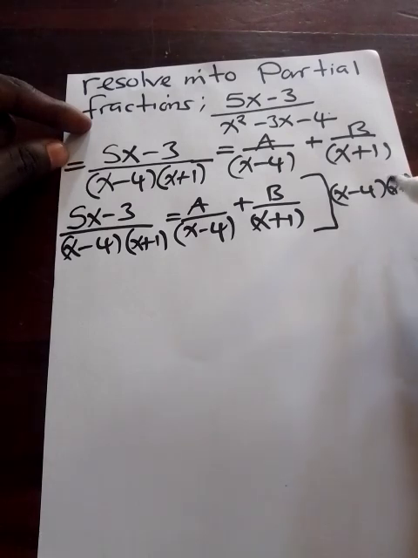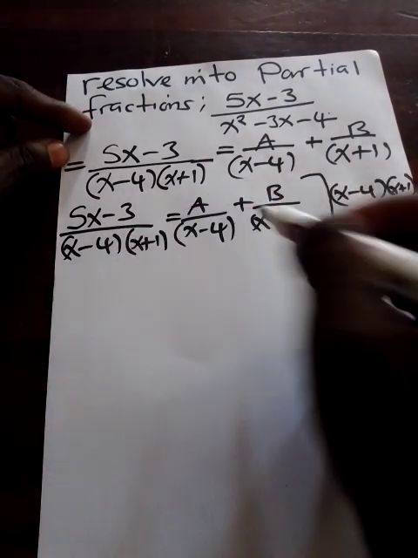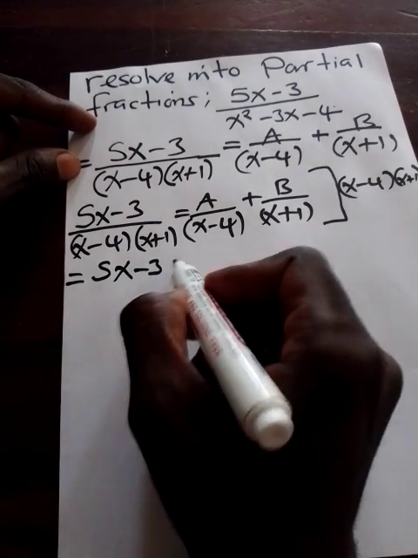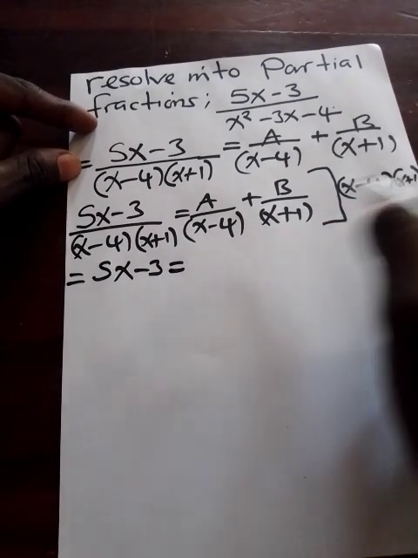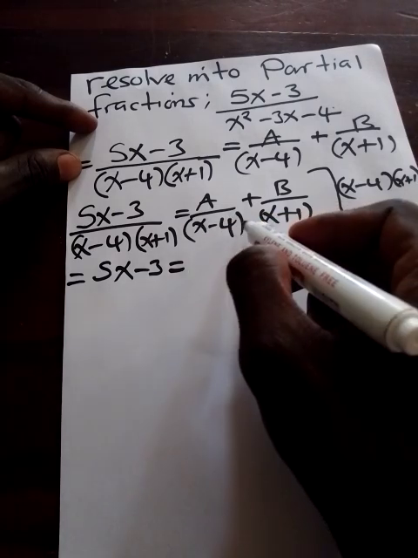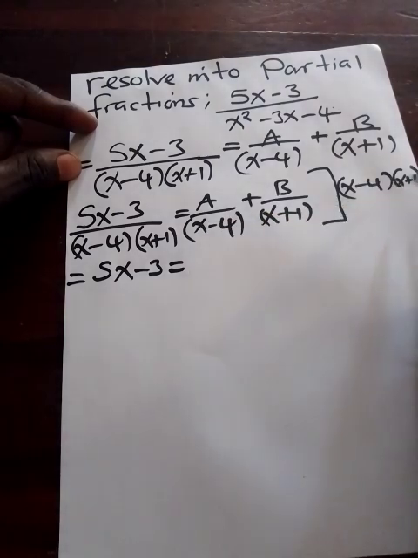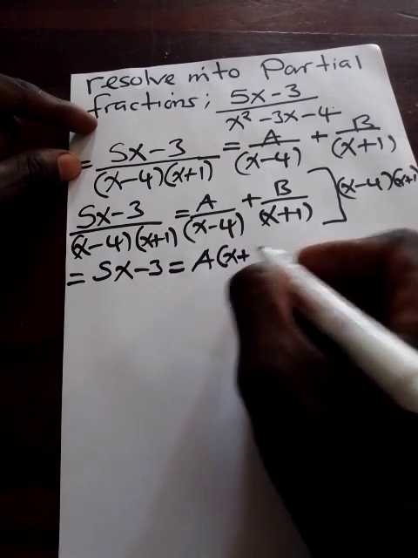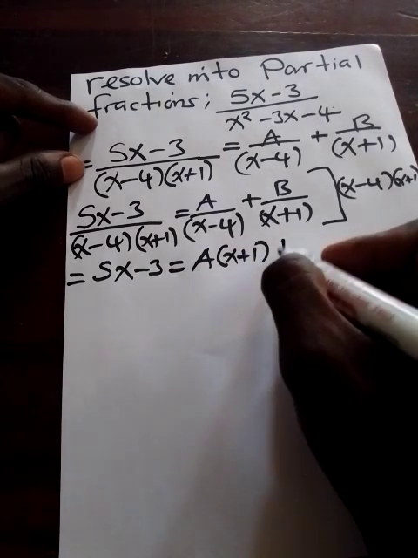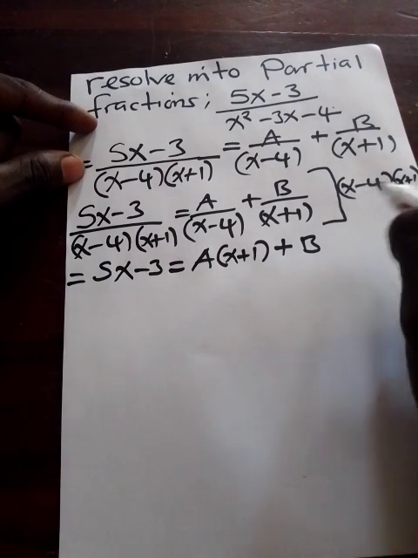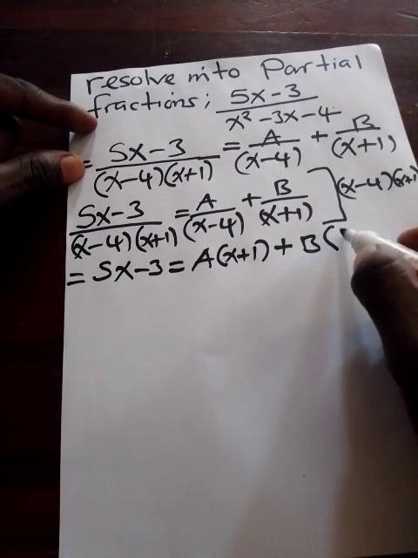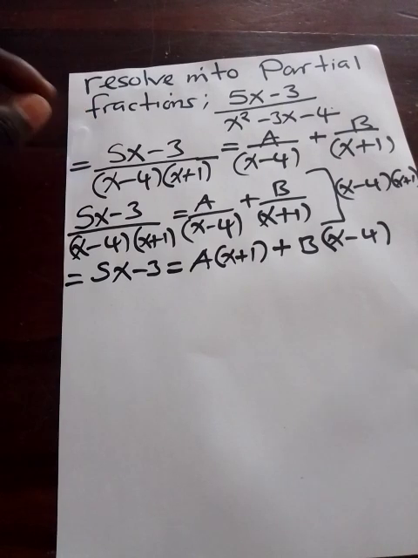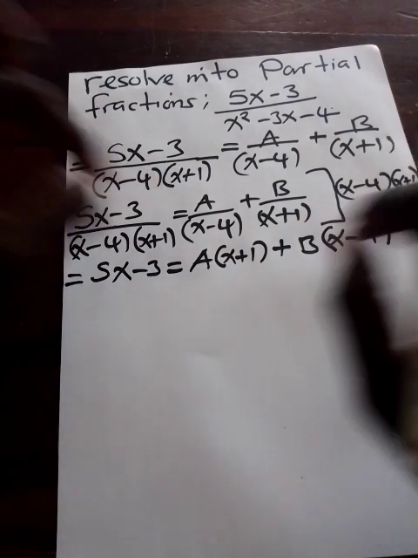When we multiply this with everything here, you find that this and this will cancel out. So this will be 5x minus 3, which is equal to, this multiplied by this, the (x minus 4) cancels out, and we'll have (x plus 1) multiplied by the A. So we'll have A times (x plus 1), and plus we'll have B multiplied by the opposite, which is (x minus 4). Now we are done. What we are remaining with is the numerators only.